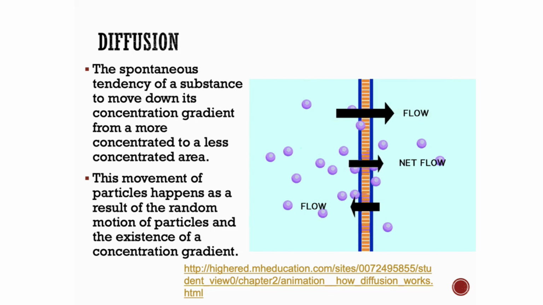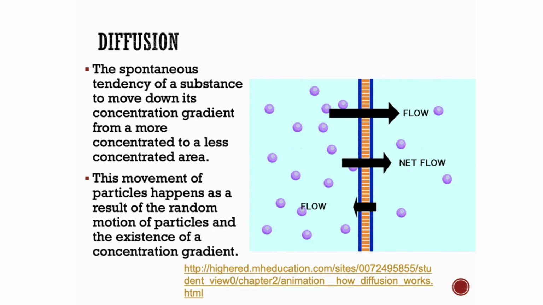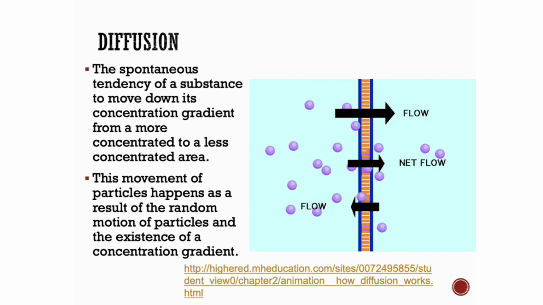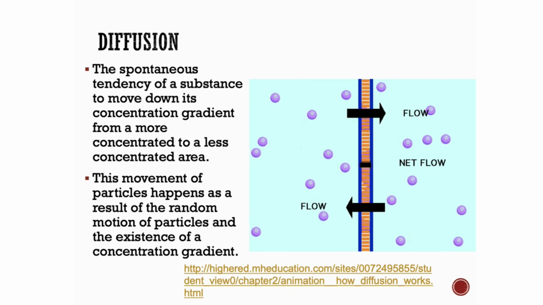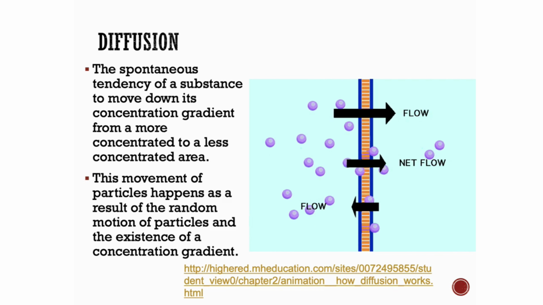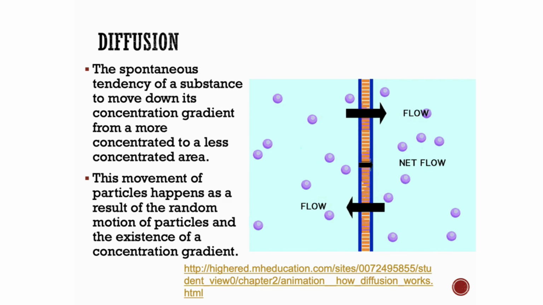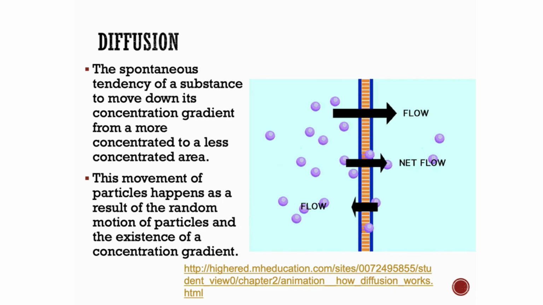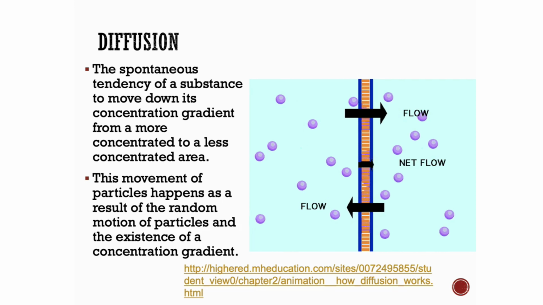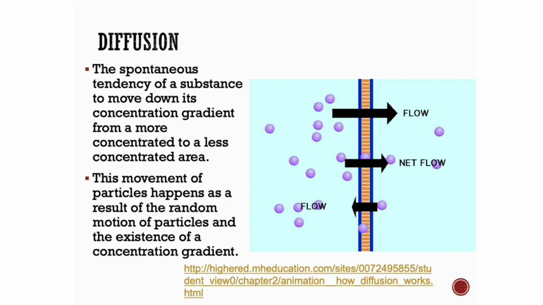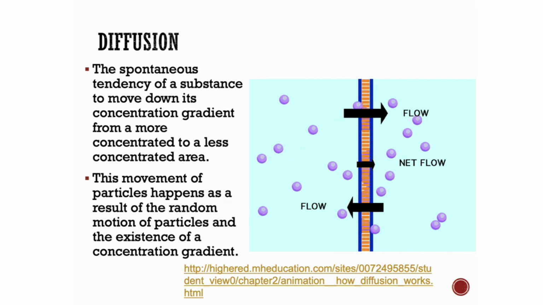Diffusion. So you know that, guys, water is able to move in and out of the cells freely. Sometimes the number of water molecules moving in and out is the same and there's no net movement. But at other times, more molecules move in one direction. So diffusion is actually a spontaneous tendency of a substance to move down its concentration gradient from a more concentrated area to a less concentrated area. This movement of particles happens as a result of the random motion of particles and the existence of a concentration gradient.